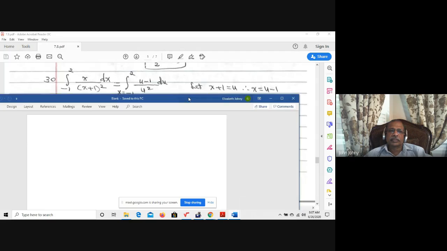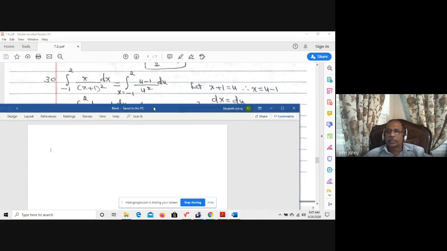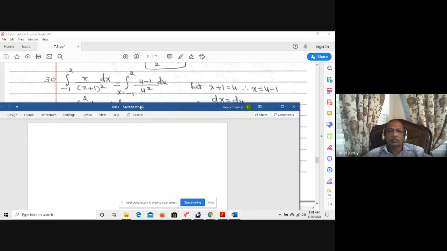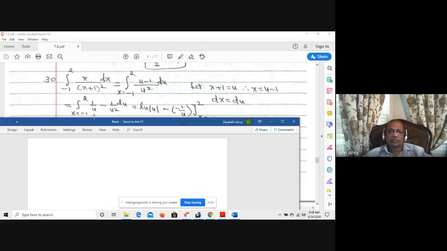Number 30. Integral from negative 1 to 2 of x over (x plus 1) squared dx. This one has a vertical asymptote at x equal to negative 1. So let x plus 1 equal u. So x is equal to u minus 1, and dx is equal to du. So x is u minus 1. That is going to be (u minus 1) over u squared du. Split it: the integral, as x varies from negative 1 to 2, of 1 over u minus 1 over u squared du.